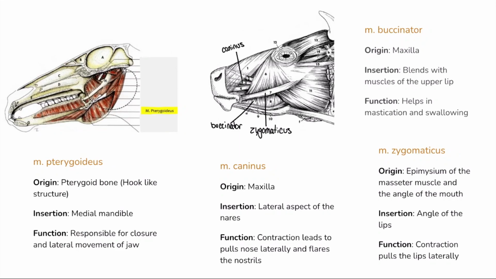And then there's the buccinator muscle, which originates at the maxilla, and it basically blends with the muscles of the upper lip, and its function is to help with mastication and swallowing. And then there's the zygomaticus, which originates at the epimysium of the masseter muscle and the angle of the mouth, and then inserts at the angle of the lips. And its function is to pull the lips laterally.